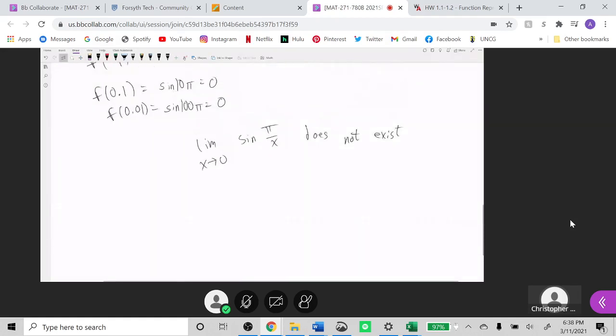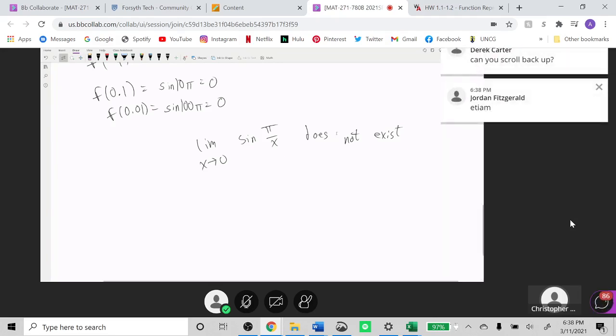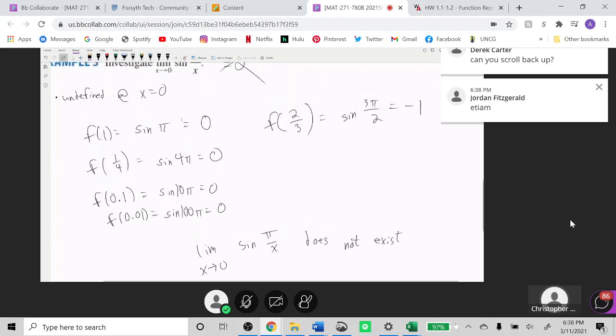Does this make sense? Does it make sense why this limit doesn't exist, at least? Yeah, I can scroll up a little.